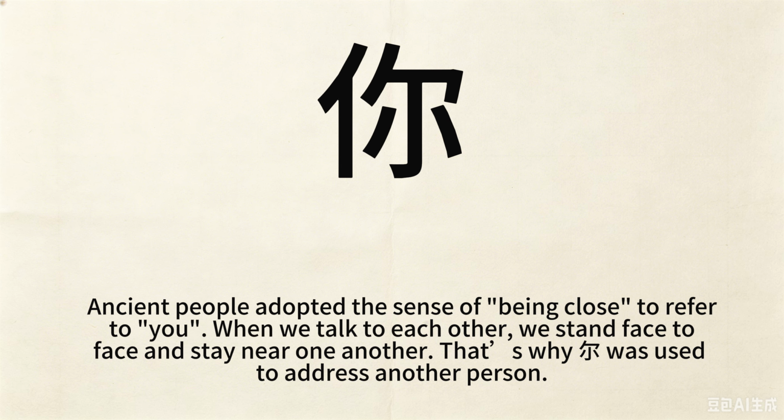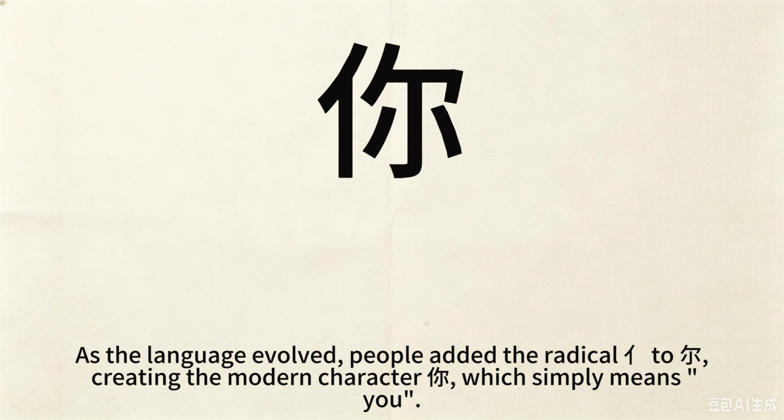Ancient people adopted the sense of being close to refer to you. When we talk to each other, we stand face to face and stay near one another. That's why 人 was used to address another person. As the language evolved, people added the radical 尔, creating the modern character 你, which simply means you.